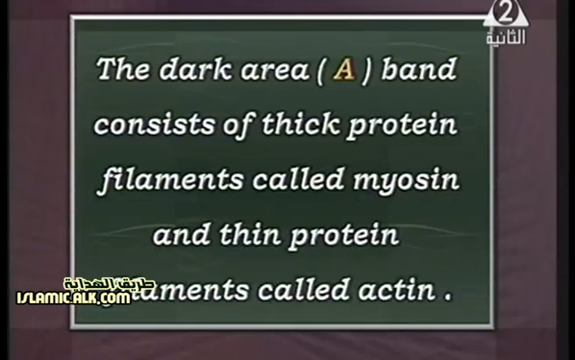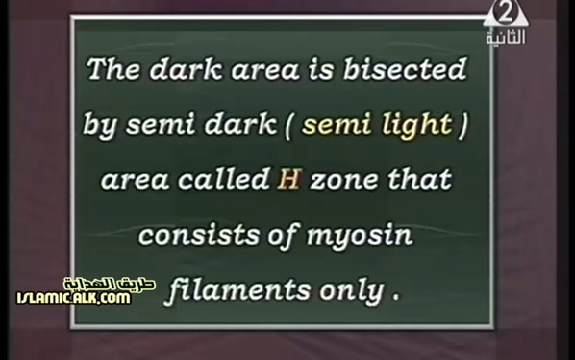The dark area is called the A band. It consists of thick protein filaments named myosin. Well, the dark area is bisected by a semi-dark or semi-light area called the H zone, which consists of myosin filaments only.